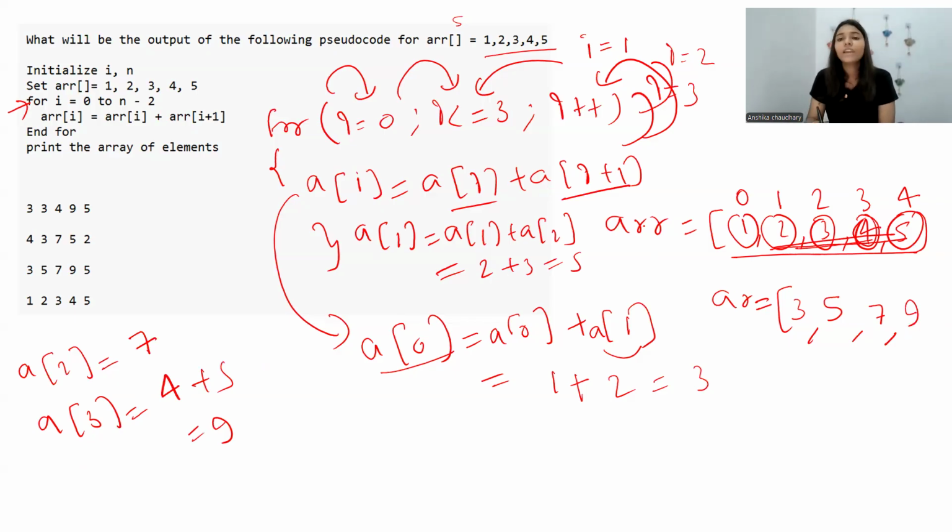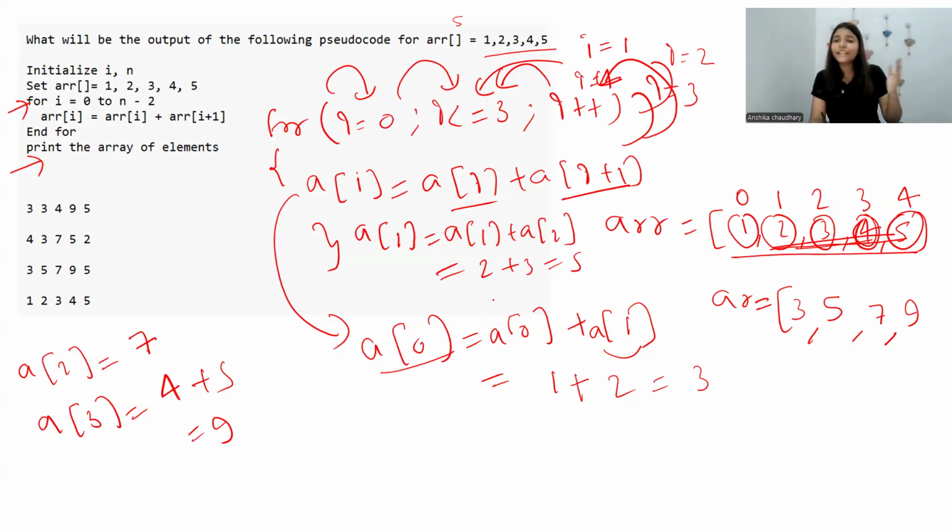Now, once again, the i value will be incremented and it will become 4, so it will check for the condition: 4 is less than or equal to 3? No, this time the condition is false. We will come out of the for loop. And after coming out from the for loop, what do we need to print? We need to print the array elements.